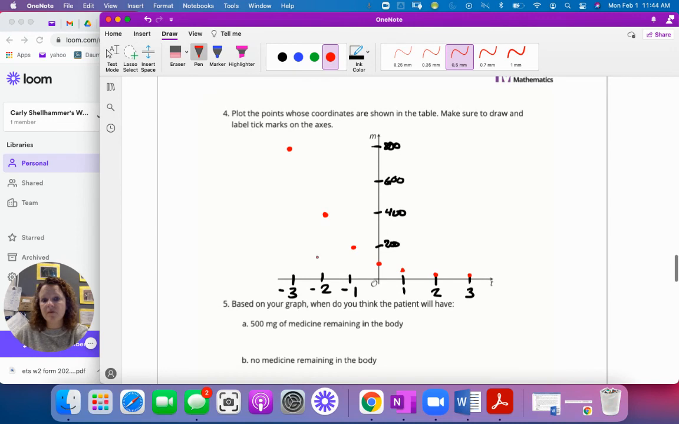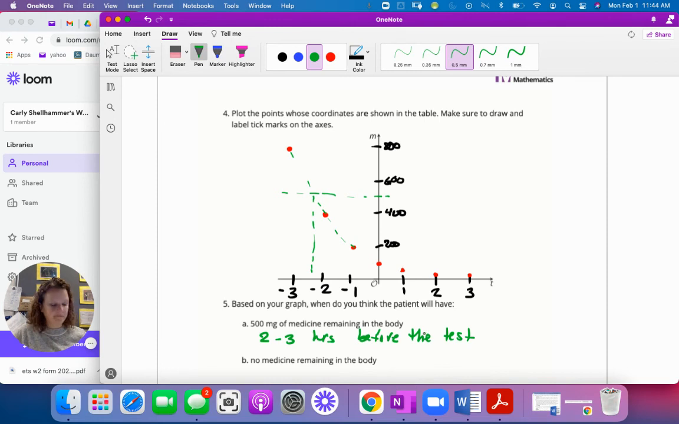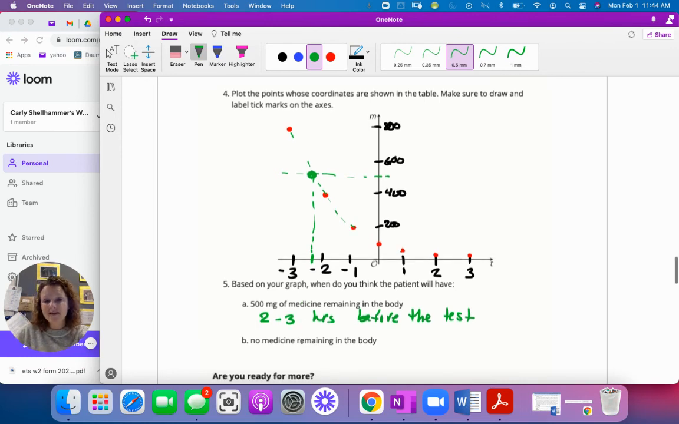Based on your graph, when do you think the patient will have 500 milligrams left in their body? There's 500. If I sketched a graph down here, somewhere between 2 to 3 hours before the test. Okay, about right there. Closer to -2 if you get exact.